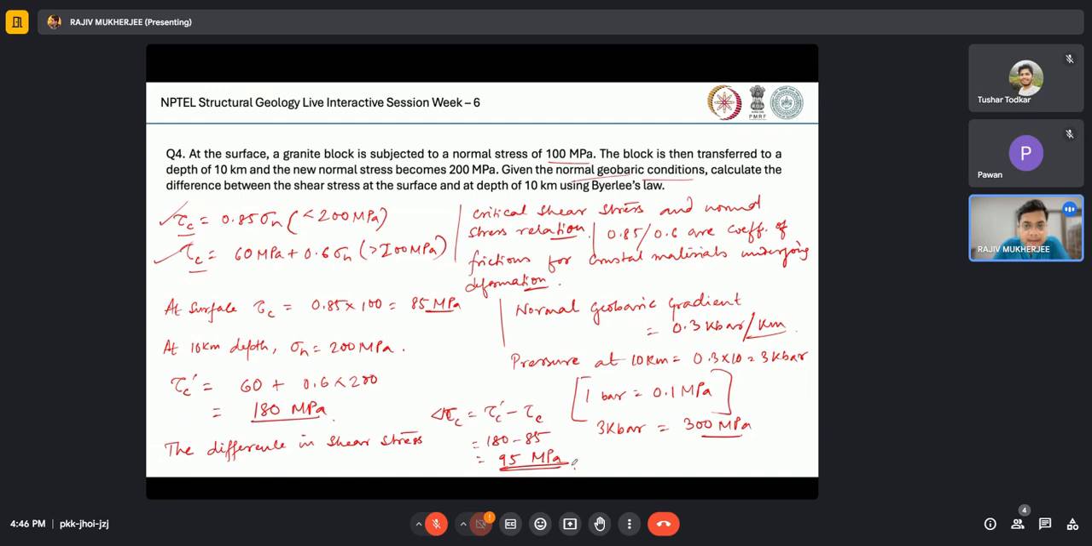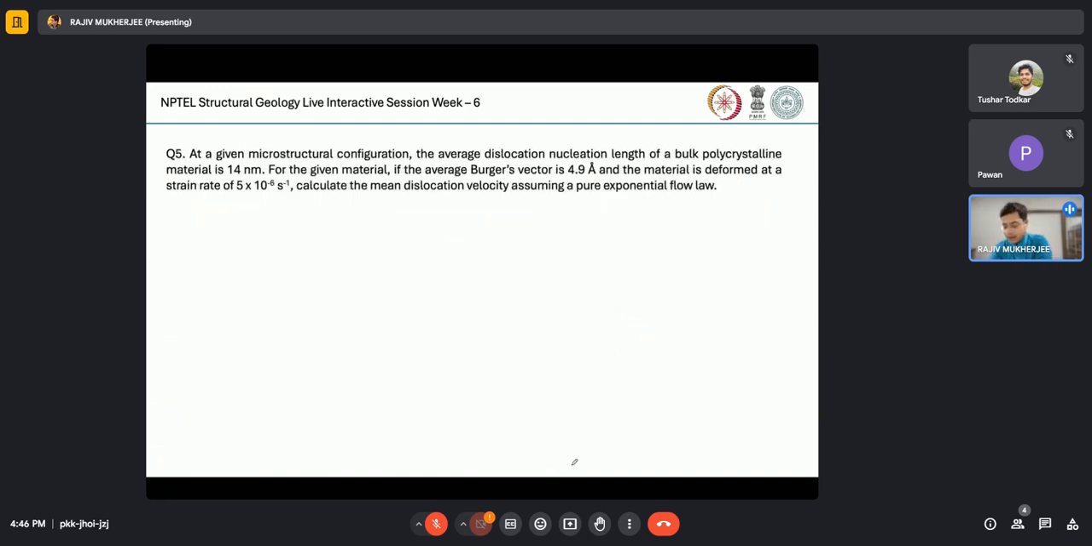So this is the answer. We will get a 95 megapascal of difference between the shear stress if we follow Byerlee's law of friction. Okay, so this was question number 4. So let's move on to the next question, which is question number 5.